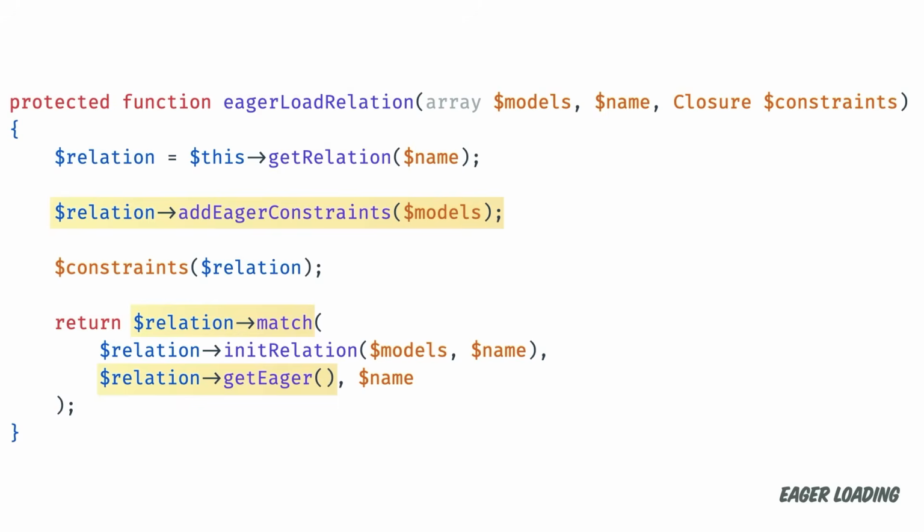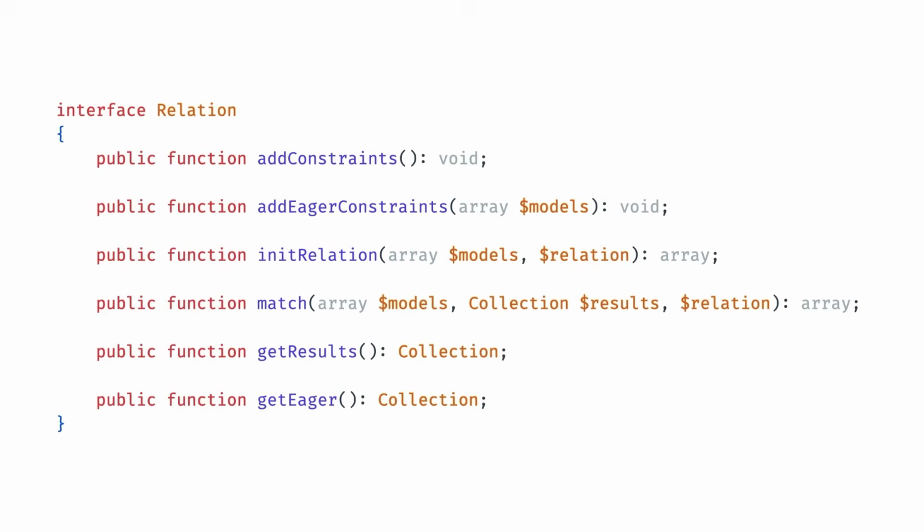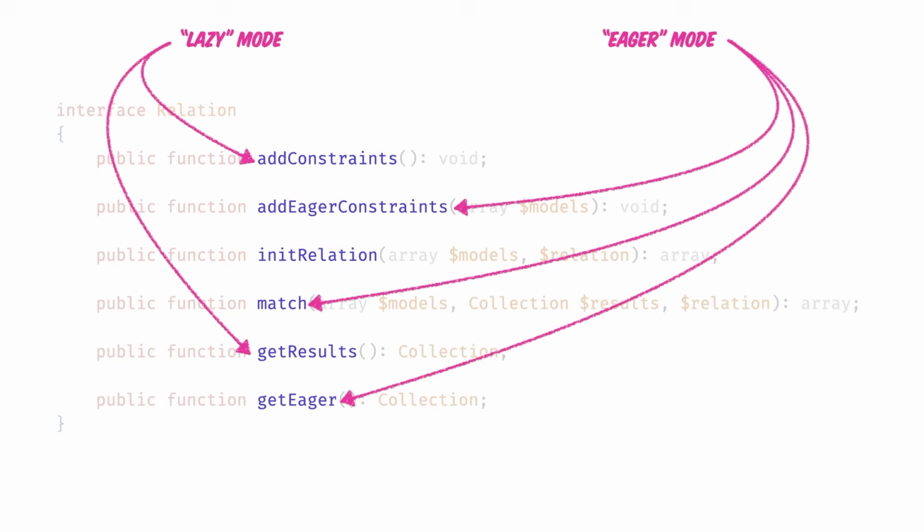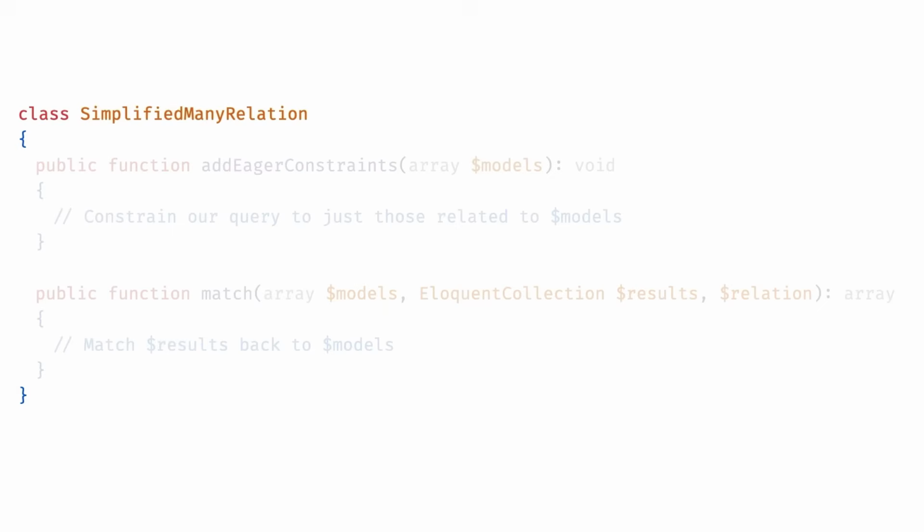So if we step back and look at what the interface of relation looks like, it looks something like this. We've got a couple of methods here for lazy mode. We've got a few methods for eager mode. For the purposes of this talk, I'm going to focus on eager mode because I think that if you understand the eager context, then you can figure out the lazy context. So we can ignore most of this interface and really just focus in on adding constraints.